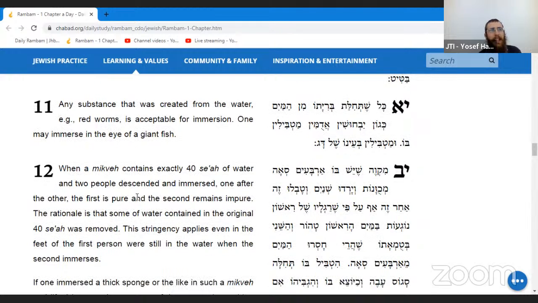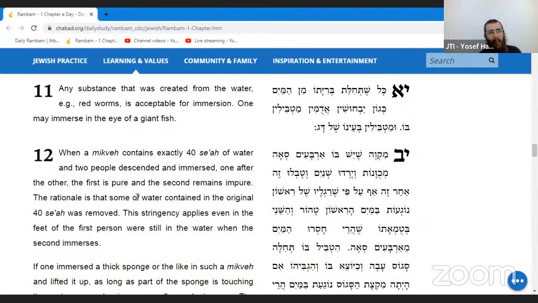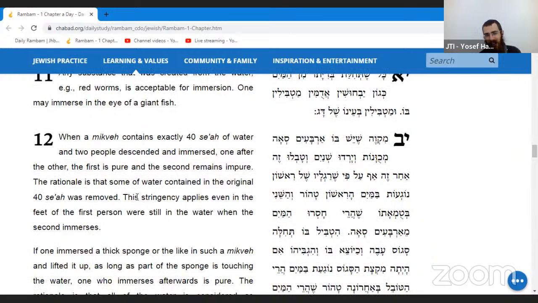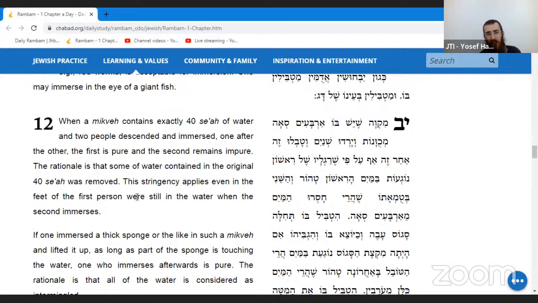Halacha number 11, any substance that was created from the water, like red worms, is acceptable for immersion. It adds up to the volume of water. One may immerse in the eye of a giant fish. I don't know if that ever happened or ever will happen, but in the will of Hashem, it exists. If a fish was so big that it had 40 sa'ah within its eye, then that would constitute a kosher mikveh. We're not talking as far as cruelty to animals. That's definitely a problem. We're talking in the context of the laws of mikvahs.